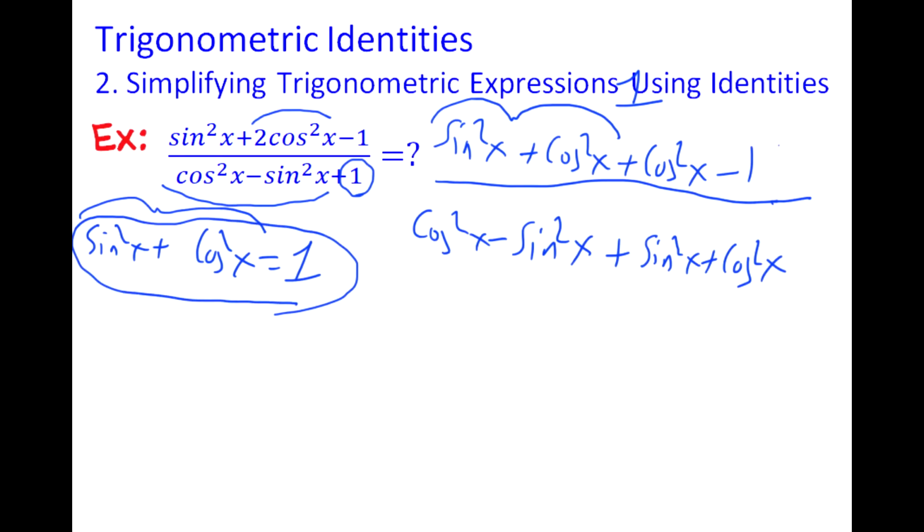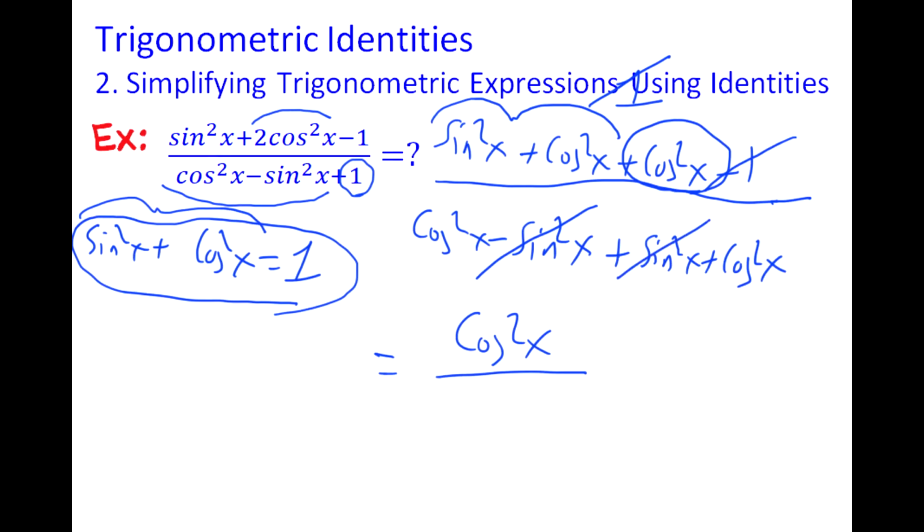There is also a negative 1 here, right? This negative 1 goes with this positive 1. And in the numerator, we have just cosine square x left over. So in the next step, I'm going to write just cosine square x in the numerator. And in the denominator, we have here negative sine square x, here positive sine square x. So those will be gone also. And the leftovers are, here we have 1 cosine square x and here another cosine square x. So if you add them up, then we have 2 times cosine square x.